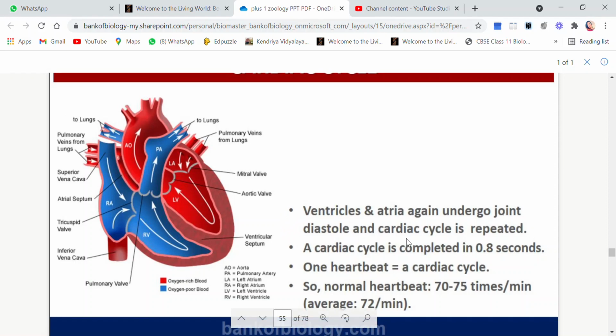So this is how the cardiac cycle will repeat. A cardiac cycle is completed in 0.8 seconds. That means one cycle contains joint diastole, auricle systole and ventricle systole. So again when we reach joint diastole, one cycle has completed and this takes almost 0.8 seconds. One heartbeat is equal to one cardiac cycle.